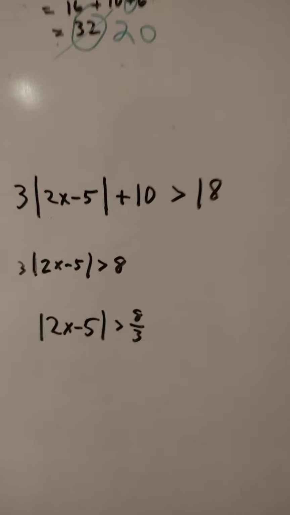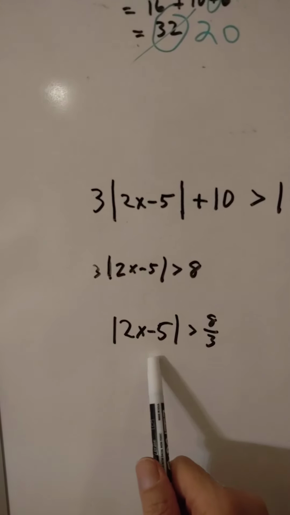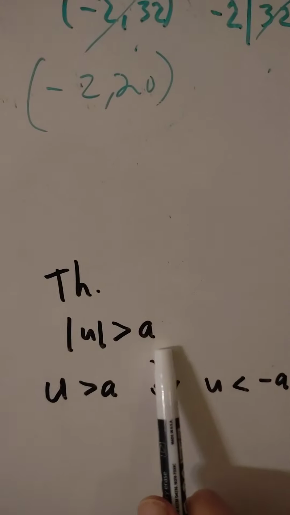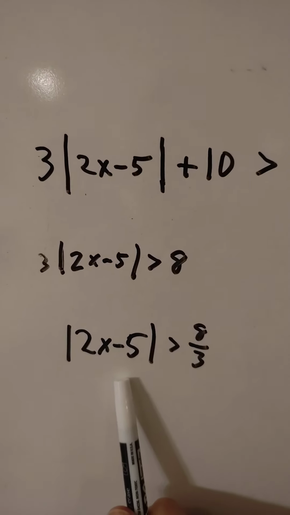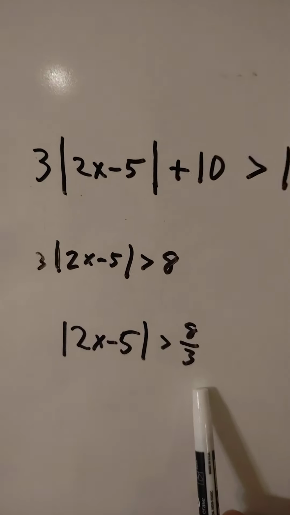So notice I divided both sides by 3. Now, doesn't that look like that right there? It's bare bones. The absolute value term by itself is greater than some number. So now let's jump into this theorem. And that will be our answer, or at least a good part of it. So let's do the theorem. So it goes like this. You write it without the bars. 2x minus 5 is greater than 8/3. See how similar that is to that original, except without the bars?